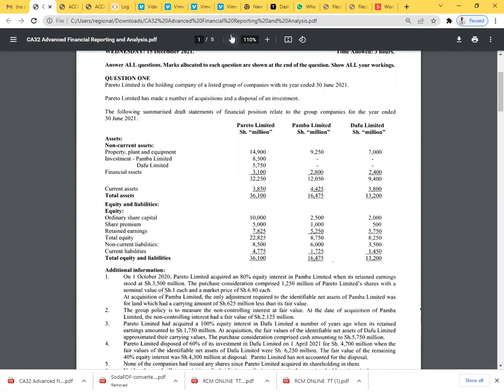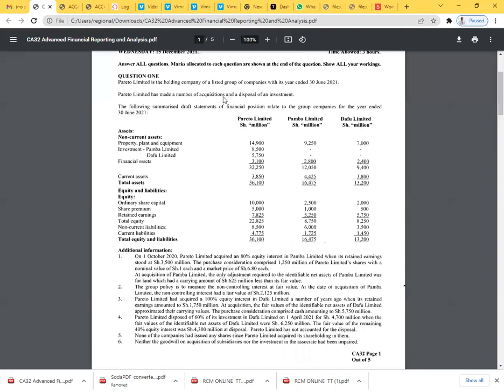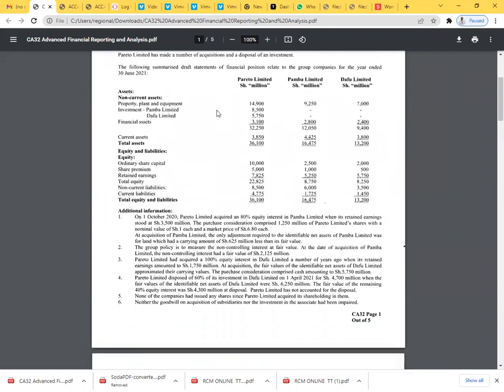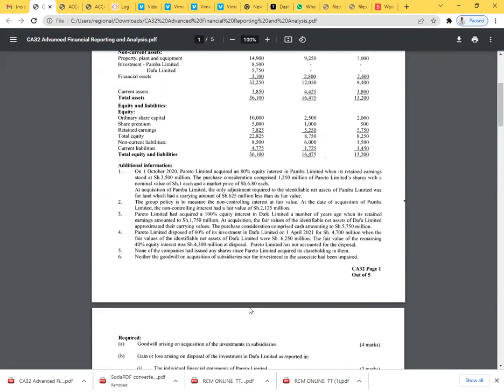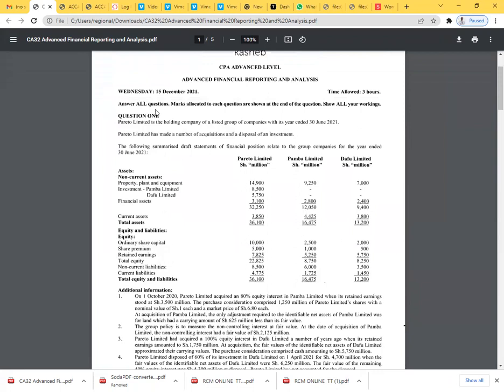I'm trying to balance it in a way that it fits. Yes, like that. It's about Pareto Limited. And for this video, I will be able to do the first question, the one of computing goodwill arising on acquisition of the investment in the subsidiaries. Great. So we are told here Pareto Limited is the holding or parent company of a listed group of companies with its year ended 30th June 2021.